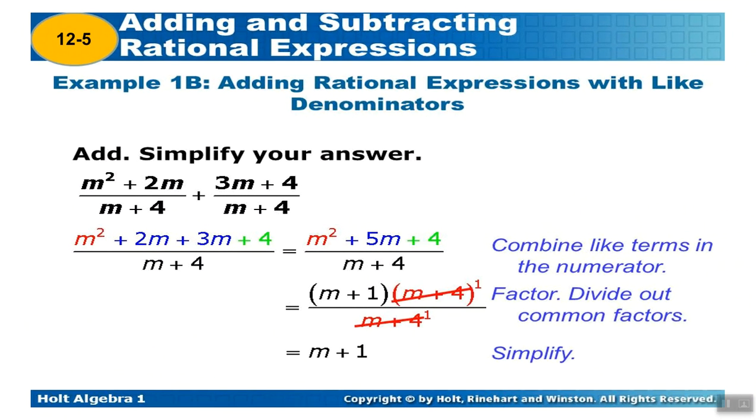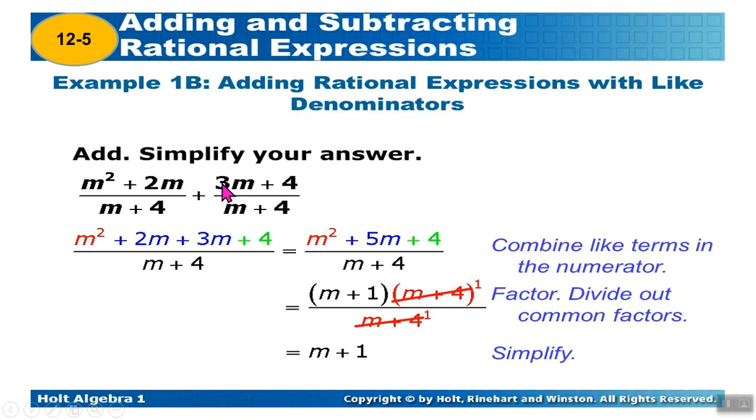Okay, let's start the first example. Now add, simplify your answer. If we want to add these two rational expressions, the first one, m squared plus 2m over m plus 4, plus 3m plus 4 over m plus 4. As you can see, the denominators are the same, so we write one denominator, m plus 4. We will write the denominator once. The answer will contain the denominator as it is, m plus 4.